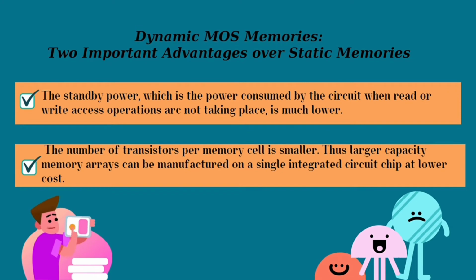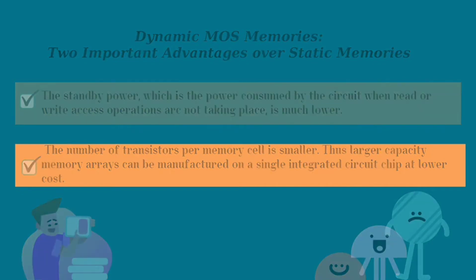In dynamic metal oxide semiconductor memories, there are two important advantages over static memories. First, the standby power, which is power consumed by the circuit when read or write access operations are not taking place, is much lower. Second, the number of transistors per memory cell is smaller. Thus, larger capacity memory arrays can be manufactured on a single integrated circuit chip at lower cost.